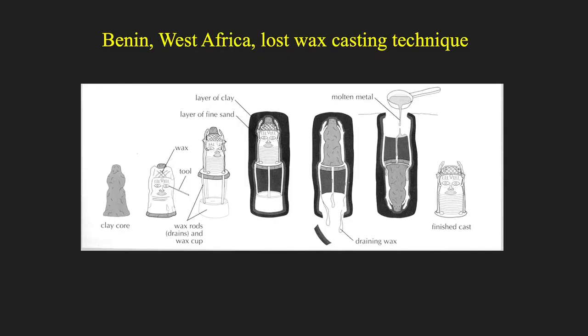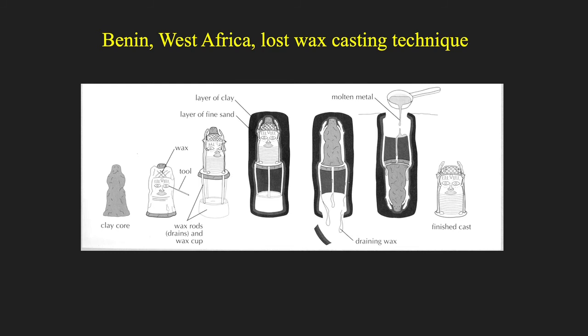And also in West Africa, you see the development of what's called a lost wax casting technique. What you do in lost wax casting is you create a clay core, and then you build up a layer of wax around that clay core, and you use different kinds of tools and molding to create a shape, a sculpture, a figurine, a vessel, whatever it is, and decorate that in this wax.